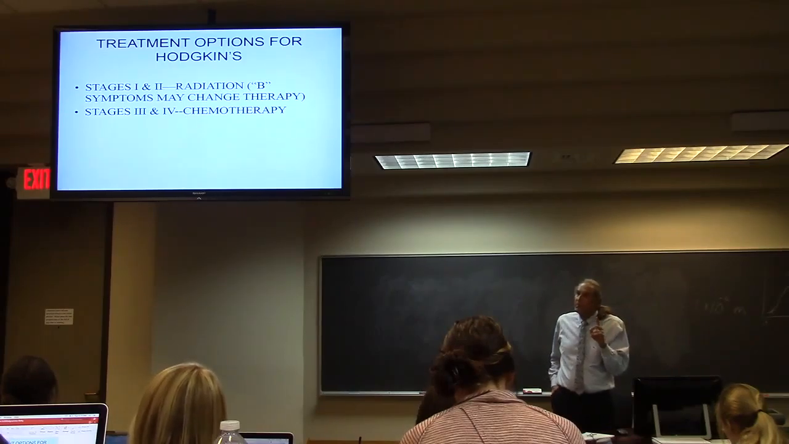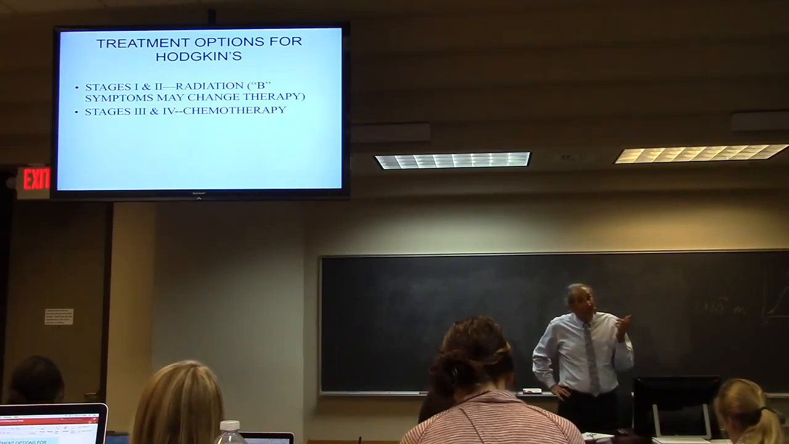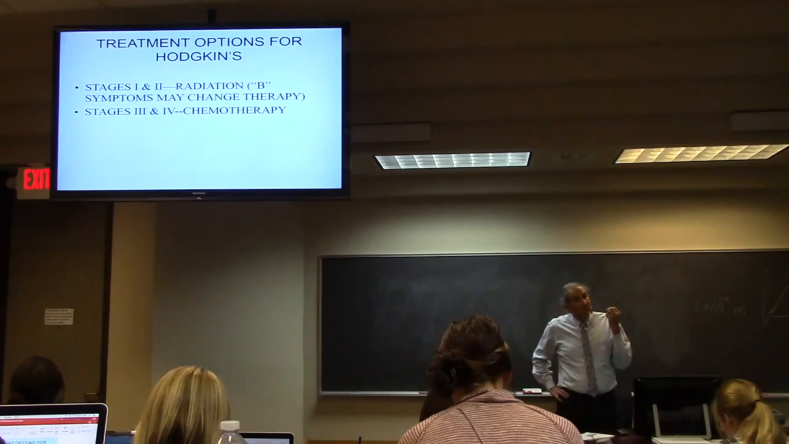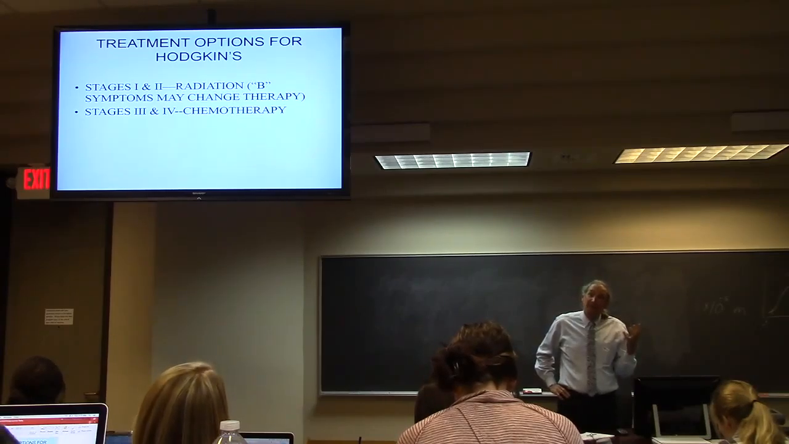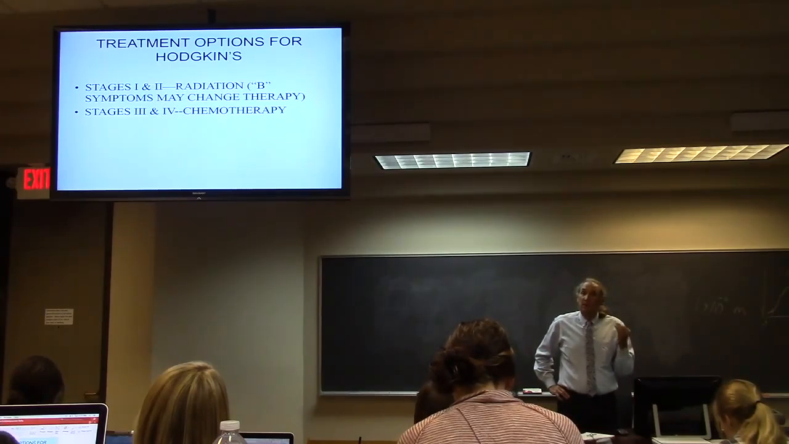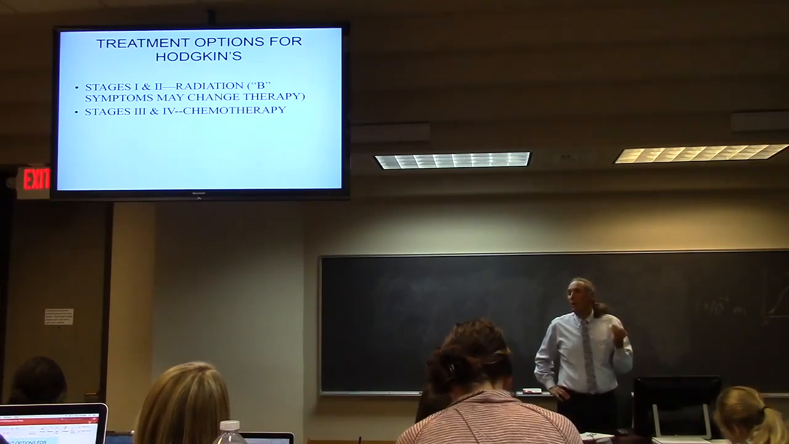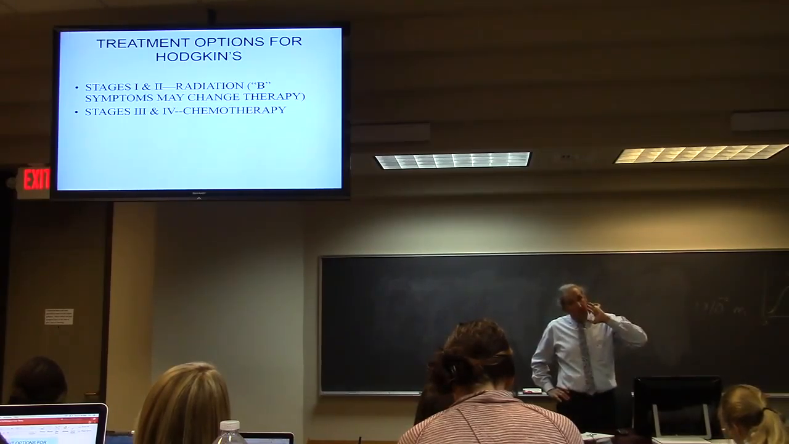A B symptom is like weight loss, fevers, night sweats. Pruritus can be a B symptom. So it's just kind of how sick they are. If someone has stage 1 or 2 Hodgkin's disease and they don't have B symptoms, they're very curable with radiation therapy alone. And the radiation therapy doesn't just go to where the lymph node is, it treats generally the region and some contiguous nodal areas.